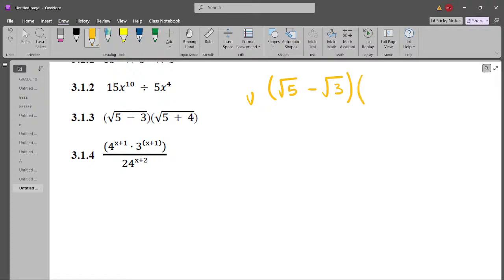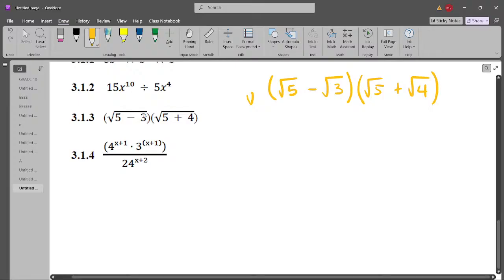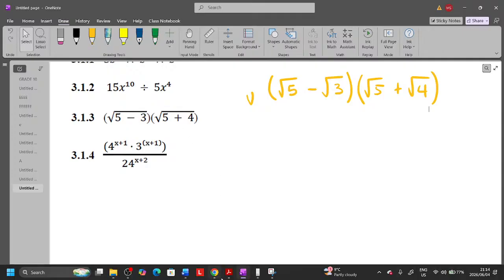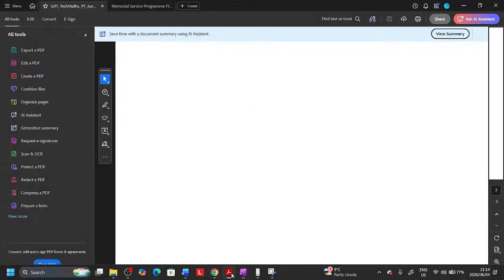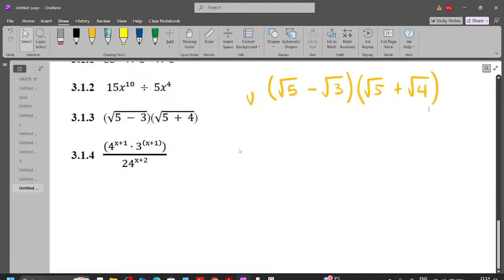Close the bracket. It was supposed to be root 5 plus root 4. I think that's how it was supposed to be, because when it's like this, it doesn't make sense. It's easy. Let me just check how many marks. Okay, but I'll do both.